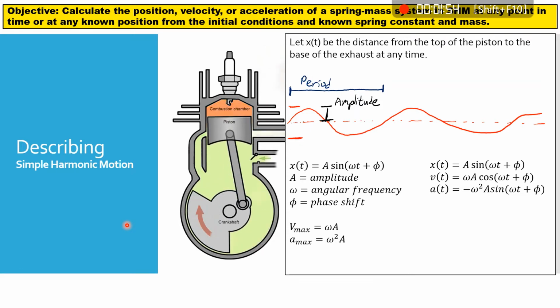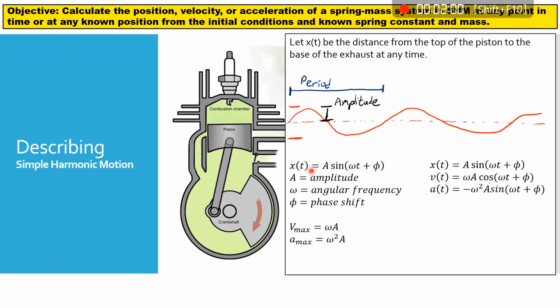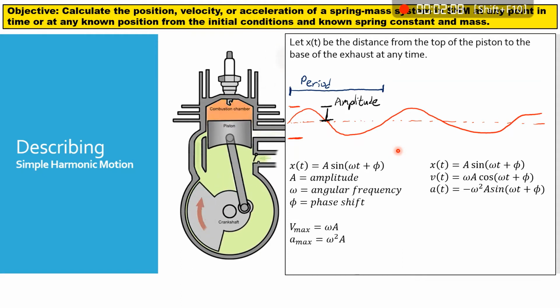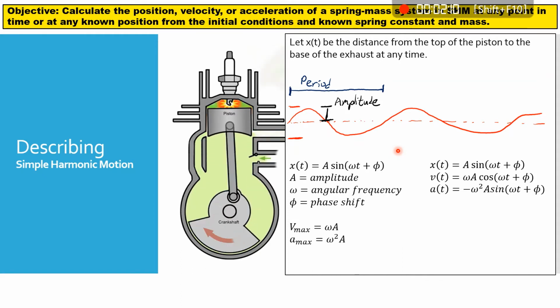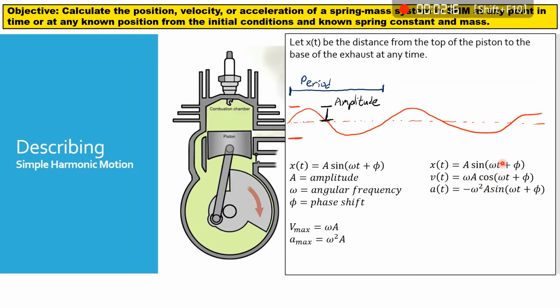So if this is varying sinusoidally, then we should be able to set this up as a sine function. So here I've got our displacement is equal to our amplitude, our angular frequency, and our phase shift. If this is a sine function, then I should be able to derive it. So if I derive sine, I get cosine. If I derive cosine, I get negative sine. And then with chain rule, I'm multiplying by the omega every time.